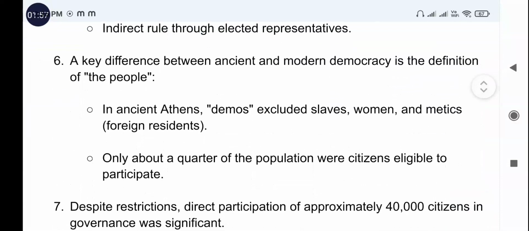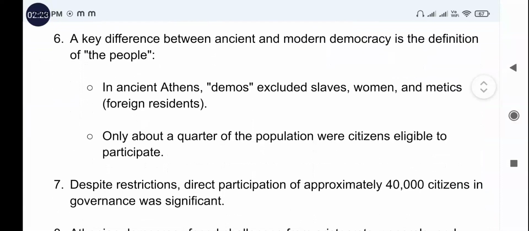Metics means foreign residents. In India we have a democratic system and all Indian citizens are eligible to vote. Whether it is a woman, it doesn't matter. Whether one belongs to a scheduled caste, OBC or general caste, it doesn't matter. All have the voting power. But in ancient Athens, there was no participation for women, slaves and metics.